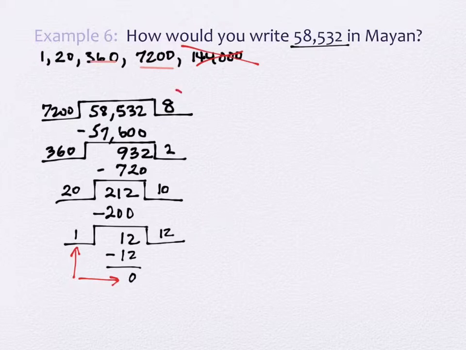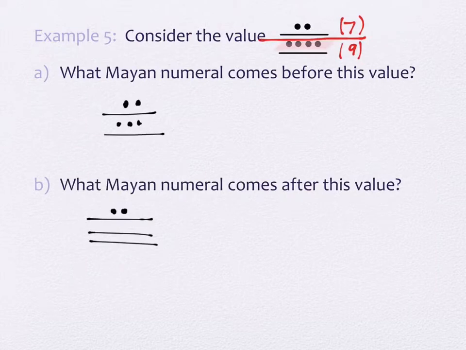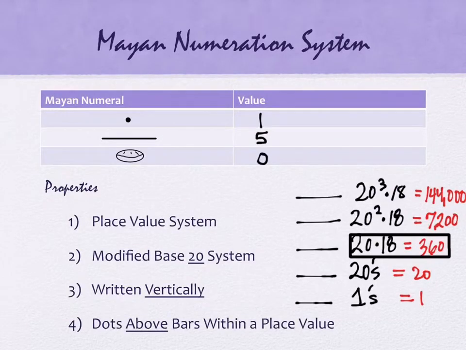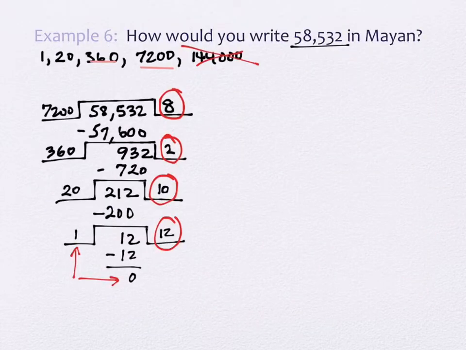Now, these numbers over here on the side of my hats, 8, 2, 10, 12, are really what I need, but I need to use those individual numbers and write them like they would be in Mayan. So we're going to start at the top. How is the number 8 written in Mayan? Remember, 5 is the value of a line, and the dots are the value 1. So I would get 8 by doing 1 line and 3 dots. So I'm going to write down 1 line, and remember, dots go on top of lines within a place value. So 1 line, 3 dots.